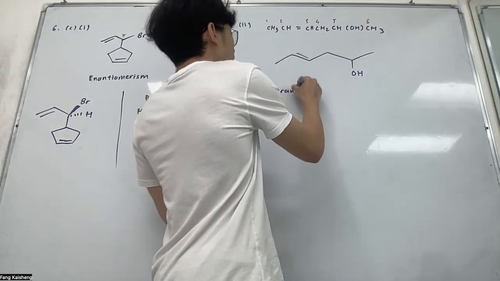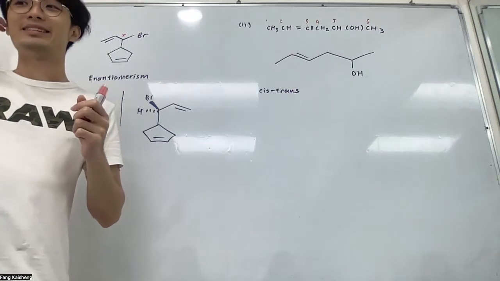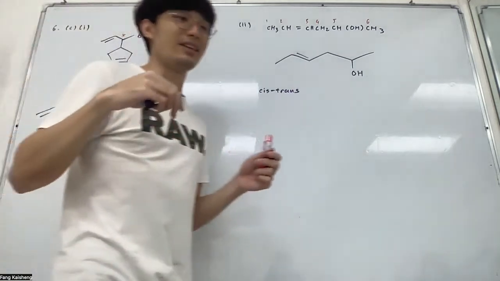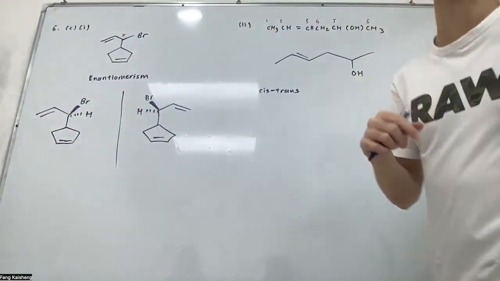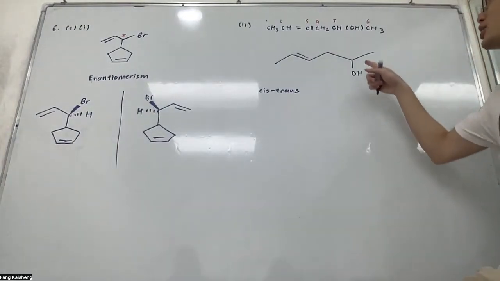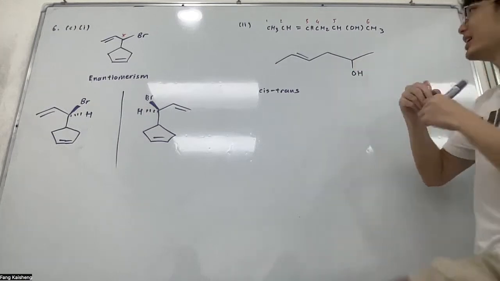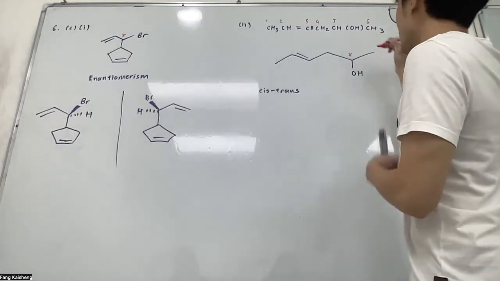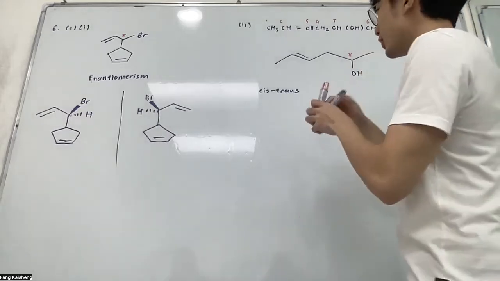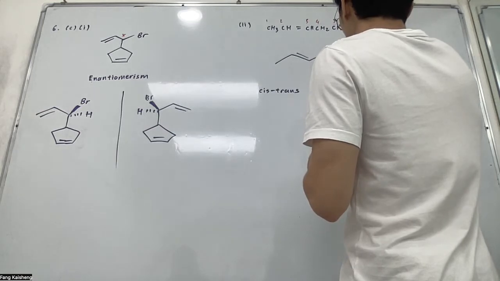Okay, can it exhibit enantiomerism? Is there a chiral carbon anywhere? Try to spot the Y shape. We have a Y shape at the end here, right? And is this carbon chiral? It is. It is a chiral carbon because we have 4 different groups. So in other words, this molecule can exhibit both cis trans and enantiomerism.